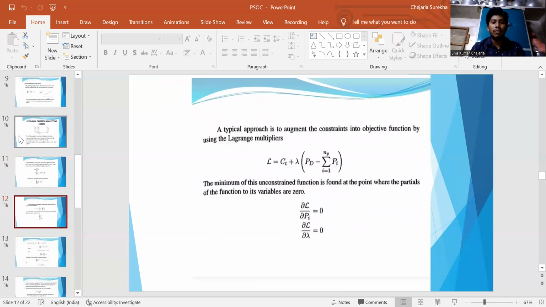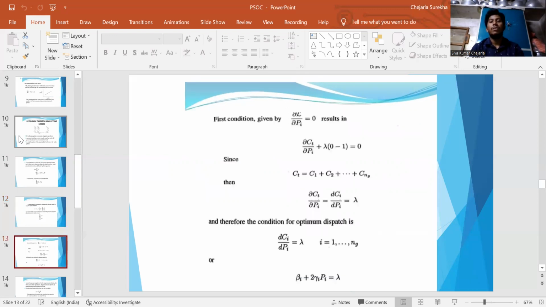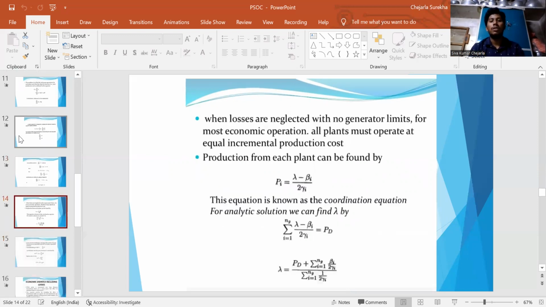A typical approach augments the constraint into the objective function using the Lagrange multiplier. The minimum of the unconstrained function is found at the point where the partial derivatives of the function with respect to the variables are zero. The first condition is given as shown here. When losses are neglected and with no generator limits, for the most economic operation all plants must be operated with equal incremental production cost.